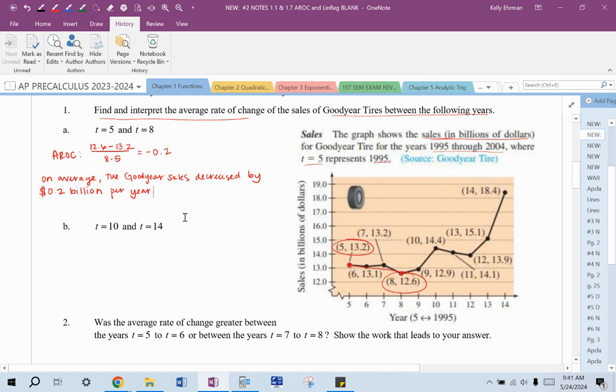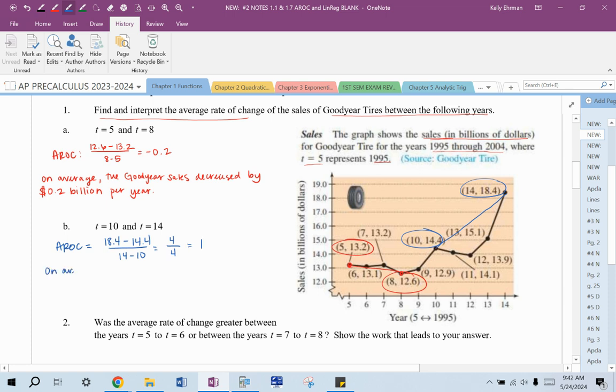What about between 10 and 14? So here's year 10, here's year 14. This is going to be an increase. It's a positive slope if I do my math correctly. So again, average rate of change is 18.4 minus 14.4 over 14 minus 10. Now this one is just 4 over 4, which is just 1. So how do I interpret that?